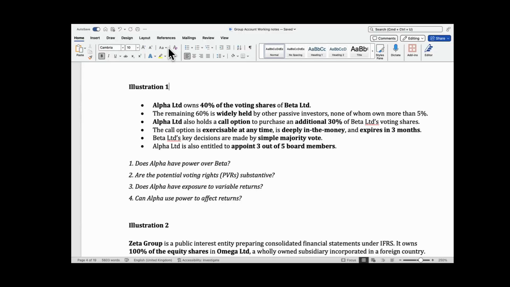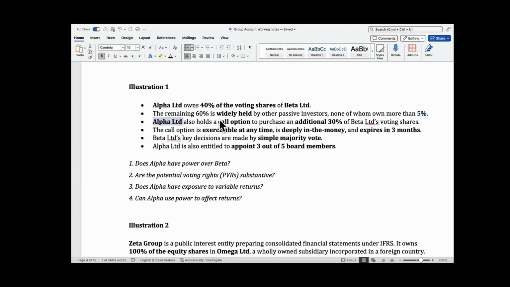Thank you very much, Vivian. So if you look at this question, the first requirement is, does Alpha have power? When we say power, it is either directly through holding more than 50% or indirectly where you can appoint or remove people that direct the relevant activities of the company. That's power. And from here, this company has 40%, so it doesn't have control if you are judging from voting rights. But the remaining people that have 60% are widely spread around, meaning none of them has more than 5%. No one person has more, so you have 40%, right?